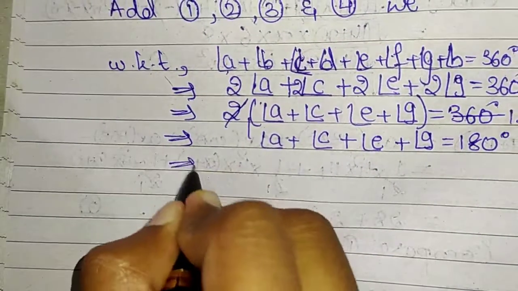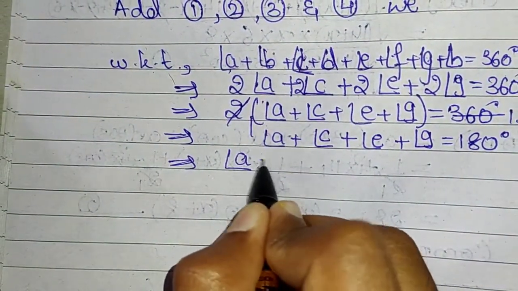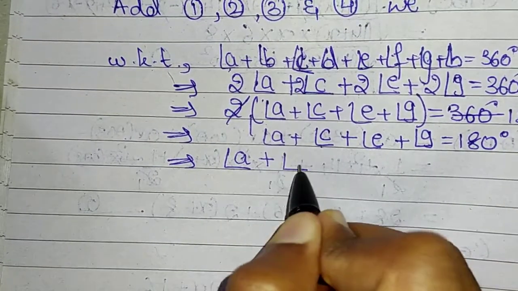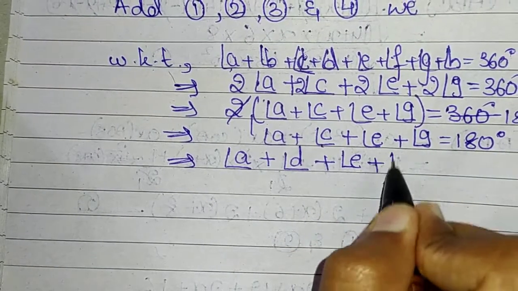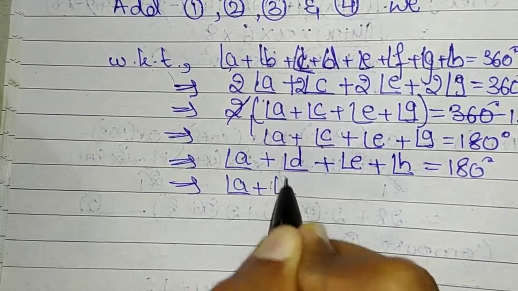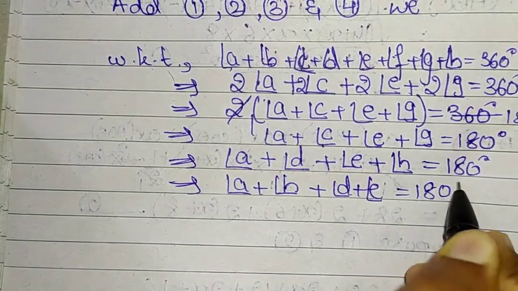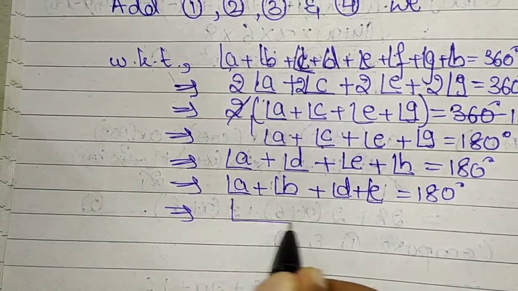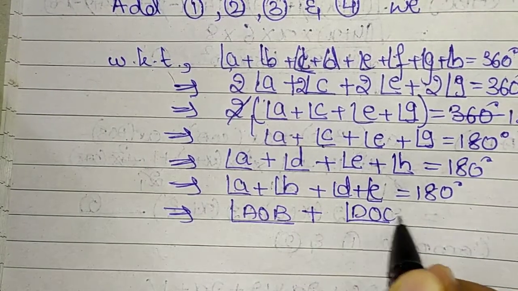So we want to prove that AOB plus angle DOC is 180 degrees. You can see that AOB is made up of 2 angles A and H. So here I'll make some replacements or adjustments. Angle A plus, I will replace angle C with angle D. I'll keep angle E as it is and I'll replace angle G by angle H. We will get which is equal to 180 degrees. On rearranging, angle H plus angle A plus angle D plus angle E is equal to 180 degrees. So this implies angle A plus angle H is angle AOB, plus angle D plus angle E is angle DOC, which is equal to 180 degrees.